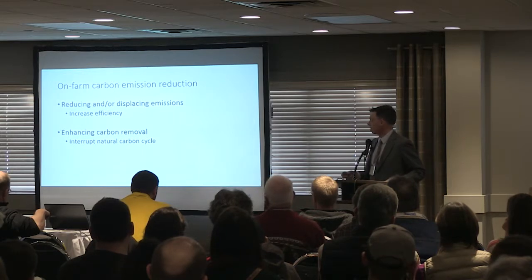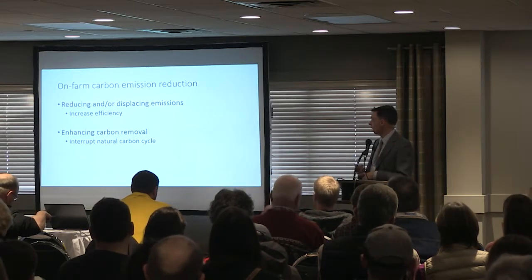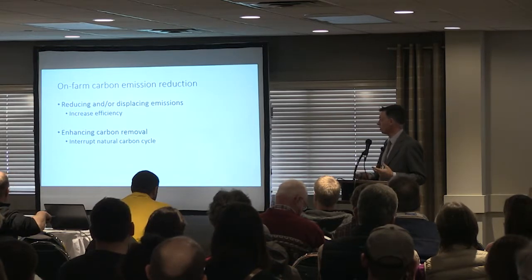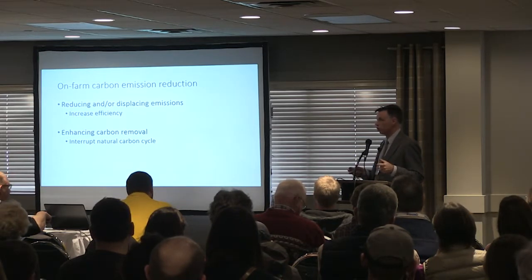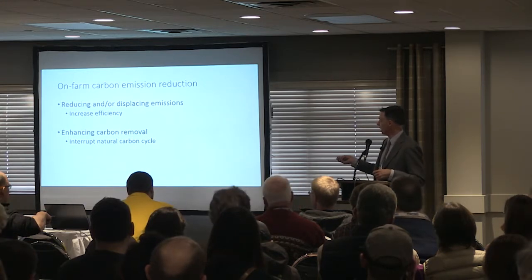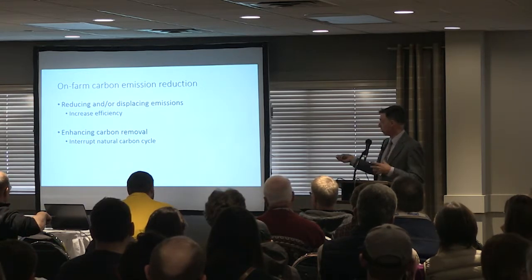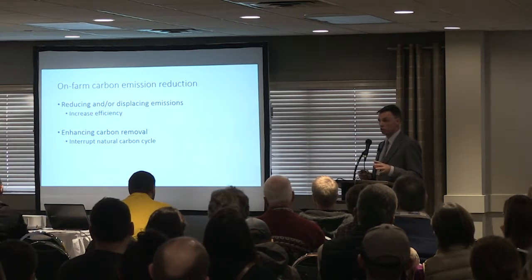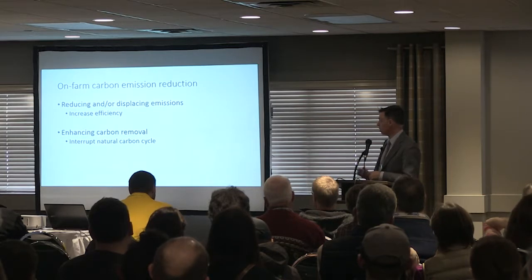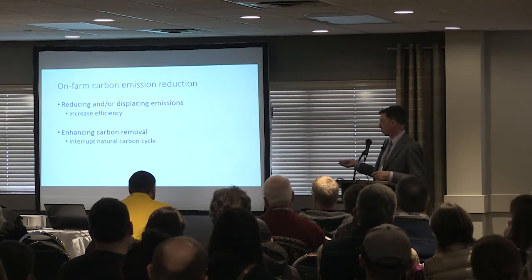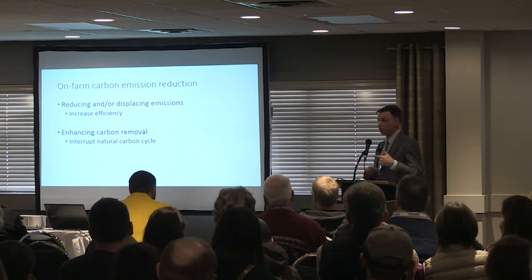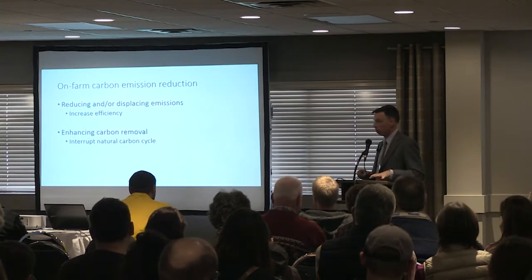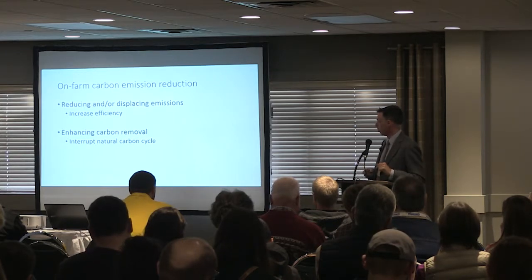When we're looking at trying to reduce carbon emissions, or we're trying to sequester more carbon in these systems, we can look at two different types of groupings for most of this stuff. We're looking at reducing or displacing emissions, so increased efficiency in farming machinery and practices to reduce the amount of fuel that we're going to use, or we can look at enhancing carbon renewal. So we're going to try to interrupt that natural system and the addition of material and trying to keep that locked below ground instead of having it cycle through in a normal way.